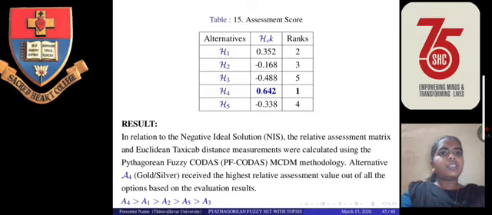Result. In relation to the negative ideal solution, the relative assessment matrix and Euclidean and taxicab distance measurements were calculated using the Pythagorean fuzzy CODAS MCDM methodology. Alternative A4 received the highest relative assessment value out of all the options based on the evaluation result.